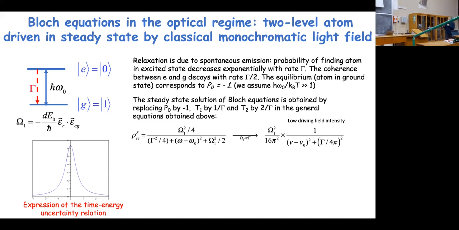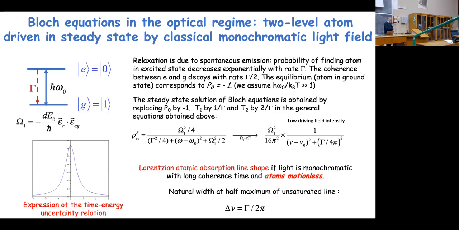And so I replace T1 by 1/γ and T2 by 2/γ. And I get this equation here, which I can write in this way. And you find that if you scan the frequency of the laser, you get a Lorentzian shape, which has a width equal to γ in frequency, which is γ over 2π.